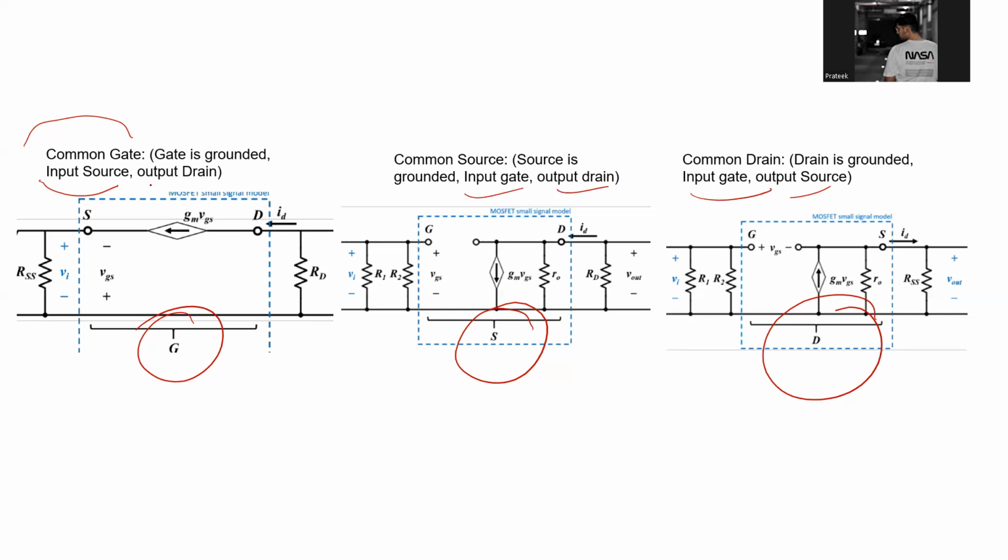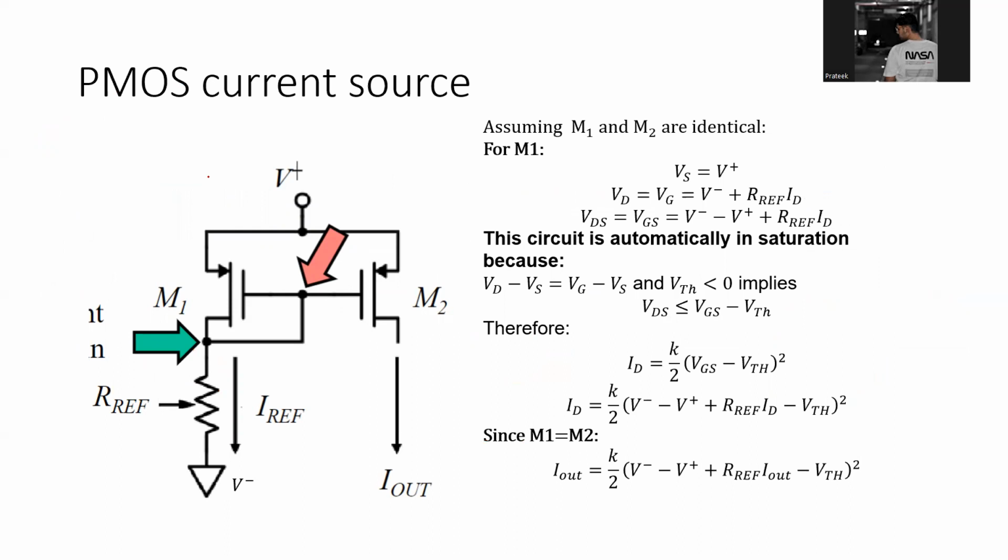Last year, a lot of students had some trouble with this. So just make sure that it's not as simple as knowing the gate is grounded, therefore it's a common gate. You also have to understand that the input has to be the source and the output has to be the drain. All right, so that's the last thing. In Professor Capano's slides, he also went over this circuit. Here I did the derivation. I'm not going to go over it, but now you have it.